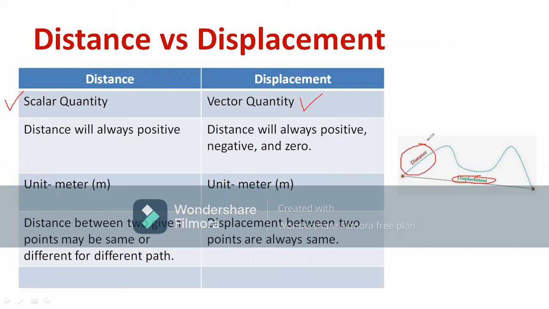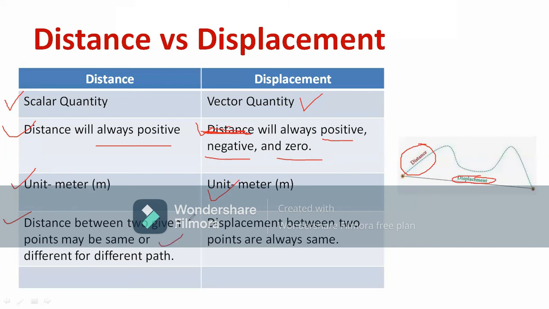First, you can draw the diagram. Second point, distance will always be positive. We will get the distance in the positive direction only, always positive. The magnitude will always be positive. But if I talk about the displacement, displacement can be positive, negative, or zero. That point you have to highlight. The unit of distance and displacement remains the same. Both are in meters.